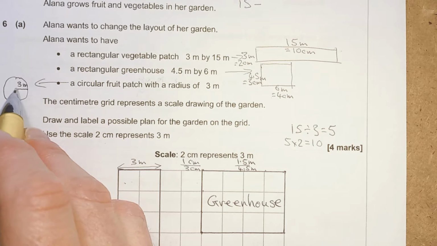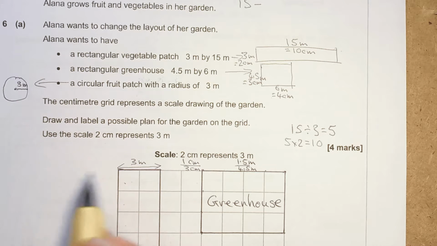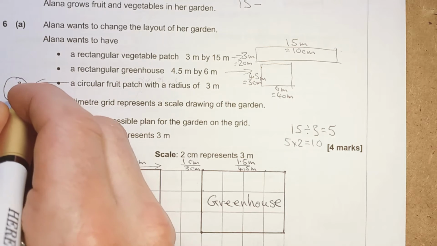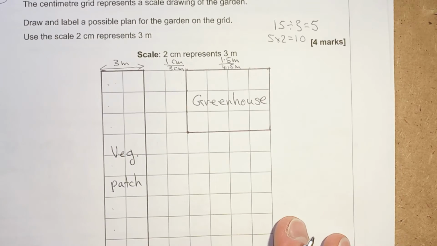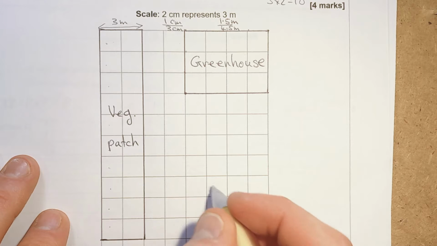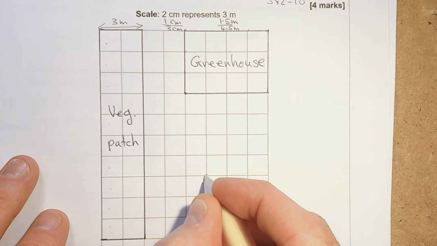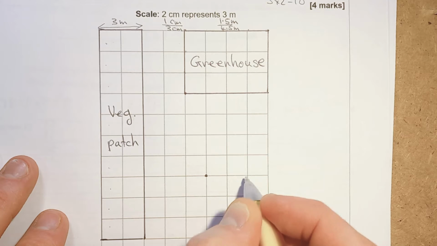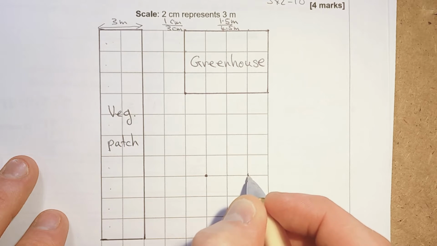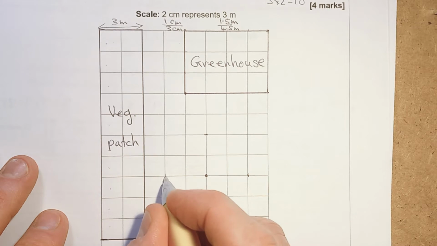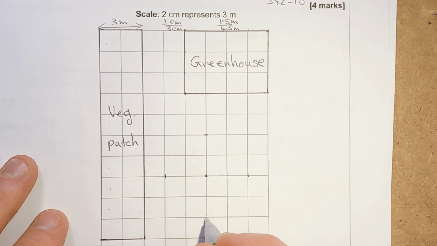Now, finally, we've got a circular fruit patch with a radius of 3 metres. So this is our circle. So 3 metres. Well, we know from the scale that 3 metres is 2 centimetres. So we want a circle with a radius of 2 centimetres. Well, let's just pick somewhere and see if it's going to fit. So if that's my circle, if that's the centre, 2 centimetres, 1, 2 would be there. That's the side. 1, 2 at the top would be there. 1, 2 there, and 1, 2 down here.